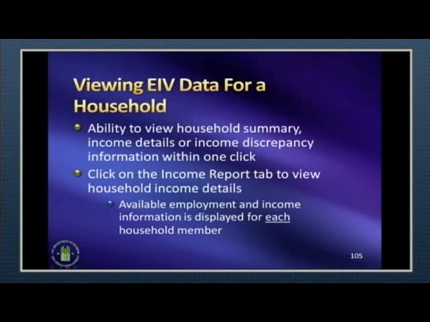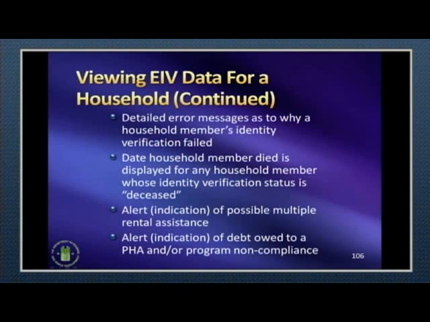You'll click on the income report tab to view household income details, and then you'll see the host of employment information that's available, as well as any other information that has been obtained through the computer matching program. You also will notice that on the EIV income report, there are detailed error messages with respect to individuals who may be receiving multiple assistance, individuals who have failed the SSA identity test, individuals who have reported debts owed or adverse information, all on the EIV income report.